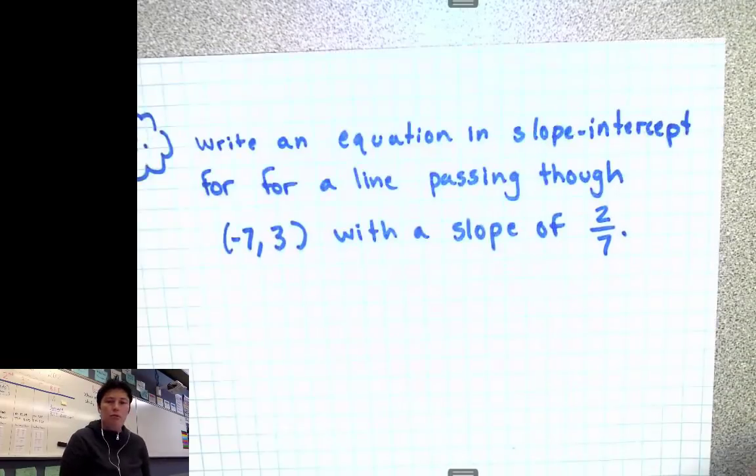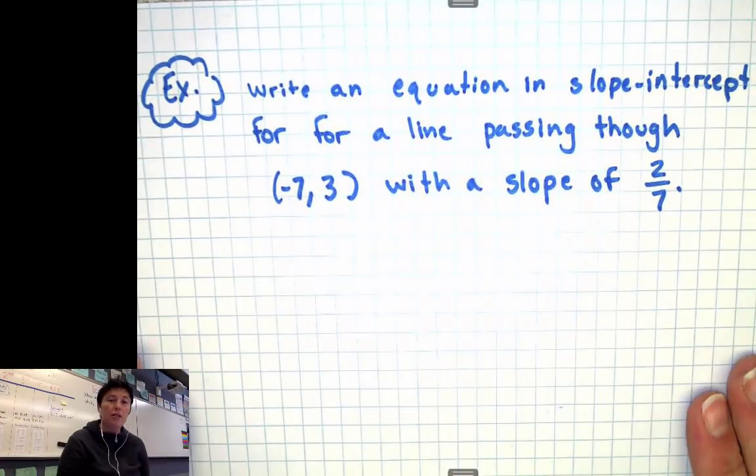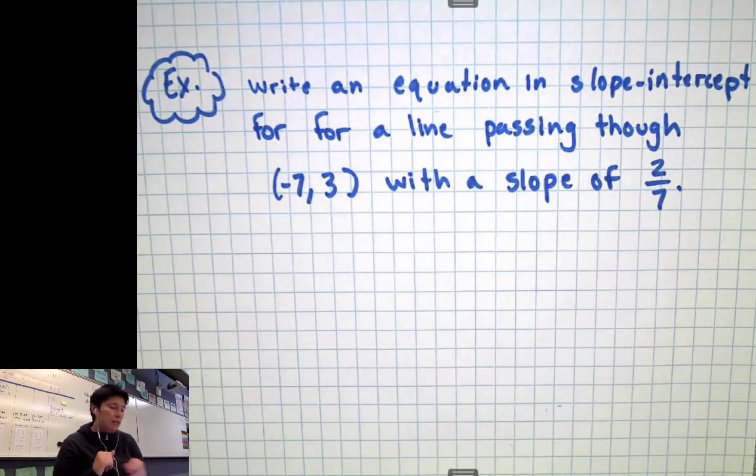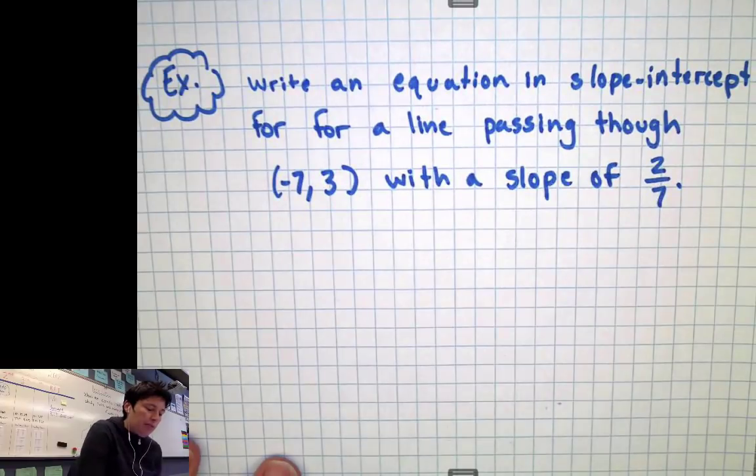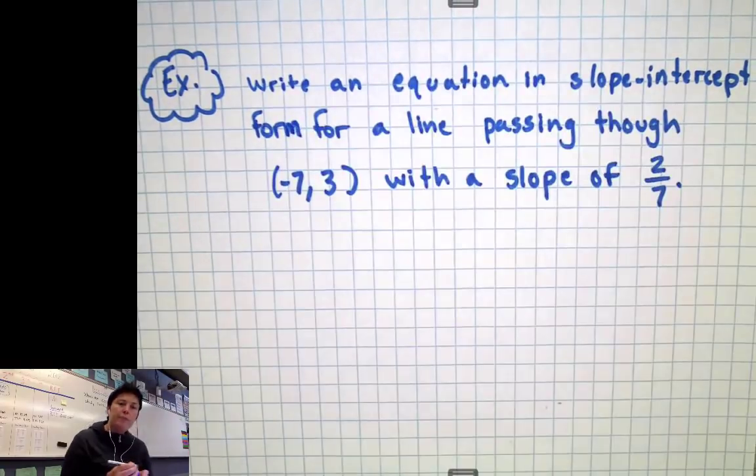Okay, so let's try another problem here. New question. This time, here's our question. Write an equation in slope-intercept form for a line passing through -7, 3 with a slope of 2/7. That form.